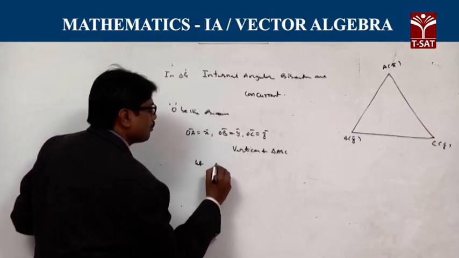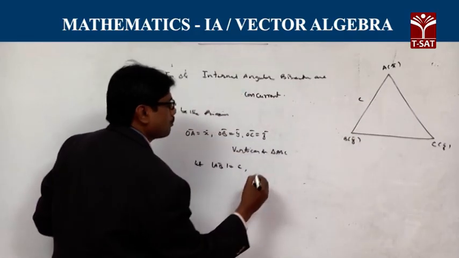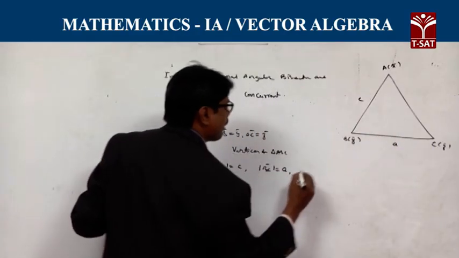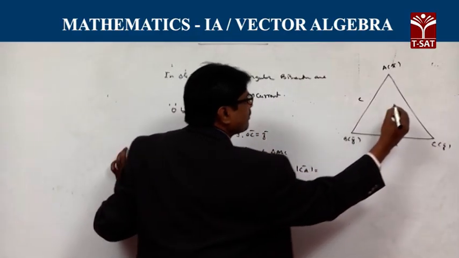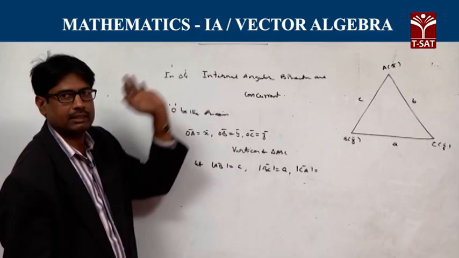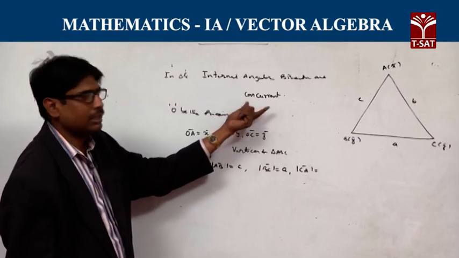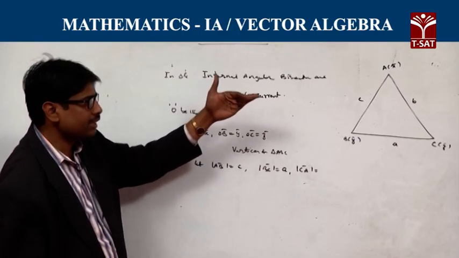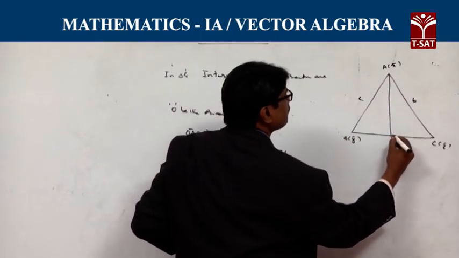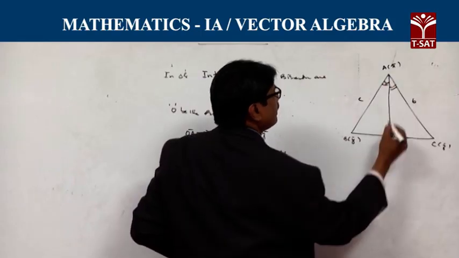Let mod of AB bar be equal to c, the length, mod of BC bar be equal to a, the length, and mod of CA bar be equal to b. Define the vertices and the sides of the triangle. Now our aim is to prove internal angular bisectors are concurrent. Define the internal angular bisectors of A and B. AD will be the internal angular bisector.